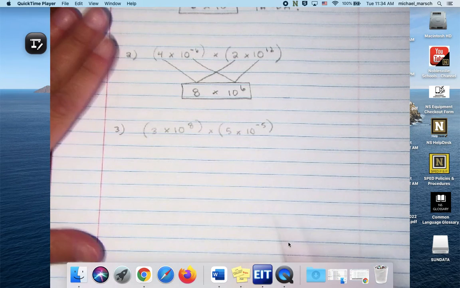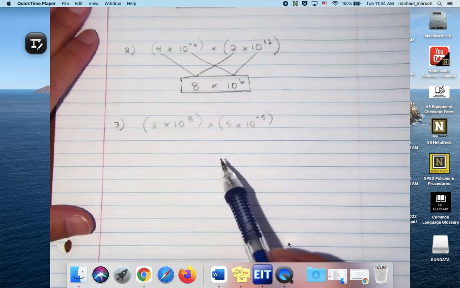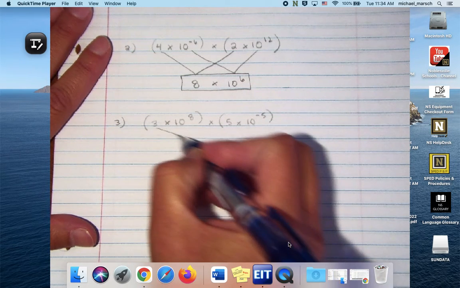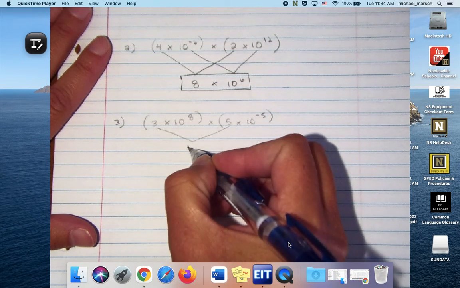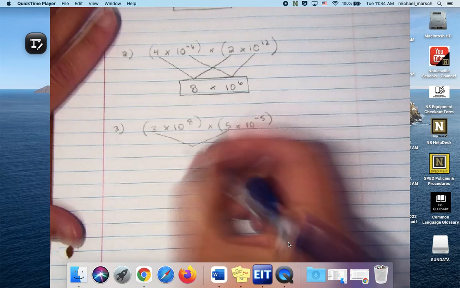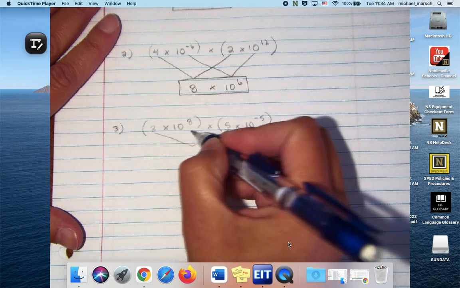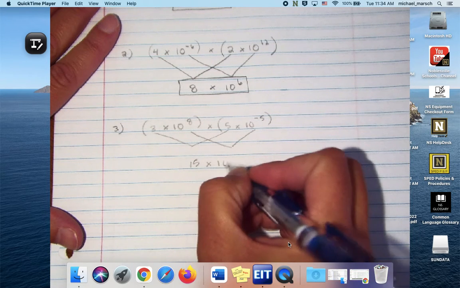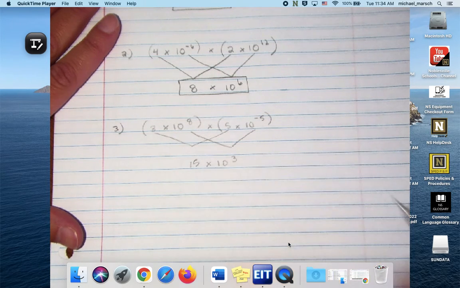Question 3 from the notes we started yesterday. I'm going to do the same thing. I'm going to multiply 3 times 5, and I'm going to get 15. And then I'm going to do 10 to the 8th times 10 to the negative 5th, and I'm going to get 10 to the 3rd.